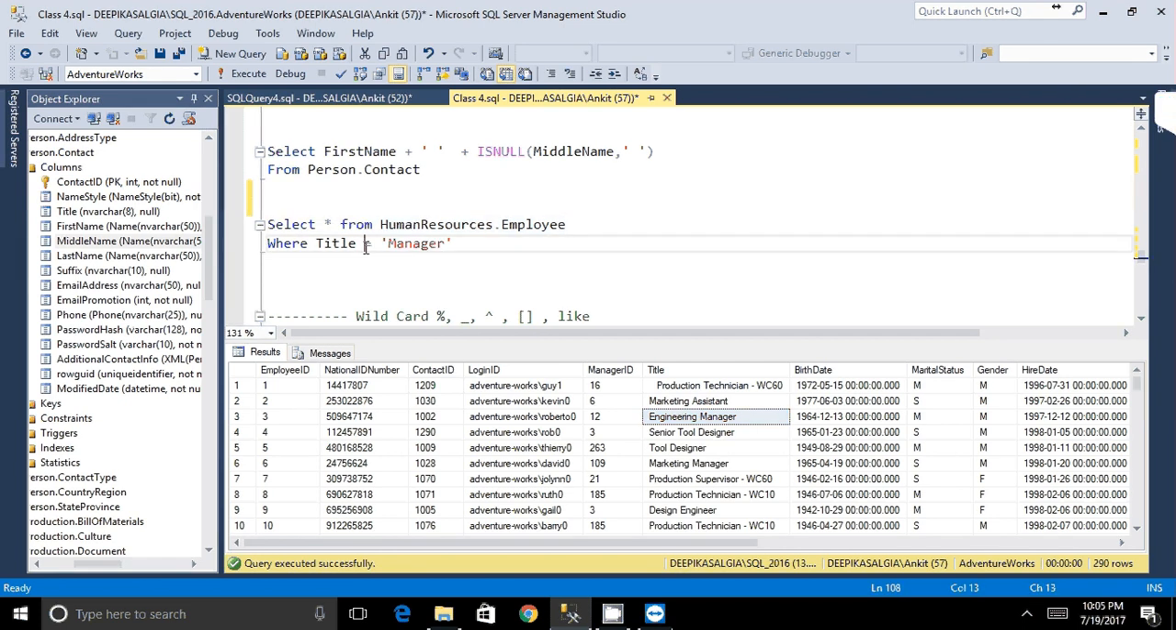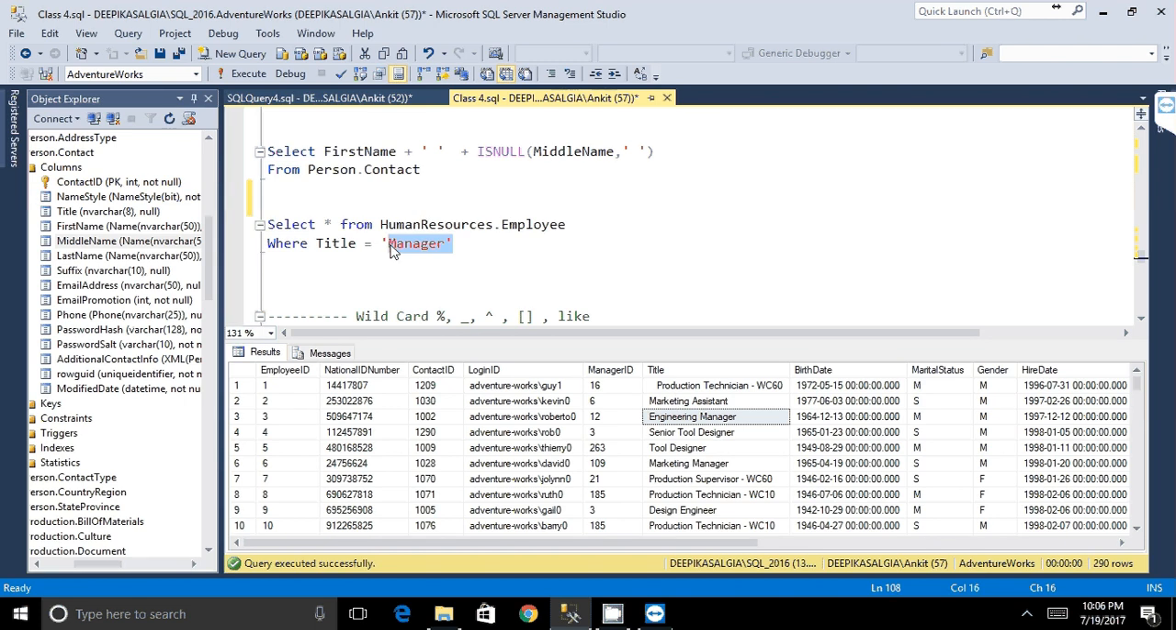So when you use equal to, it always compares the exact value in the cell or in the data value. Even if there is a little difference, you're not going to get it. So that's why I don't get any of these marketing managers or engineering managers. Why? Because the title doesn't match with these. It has to be an exact match.